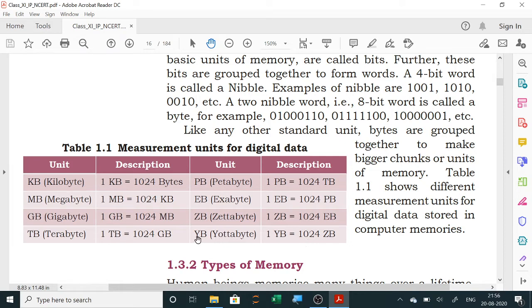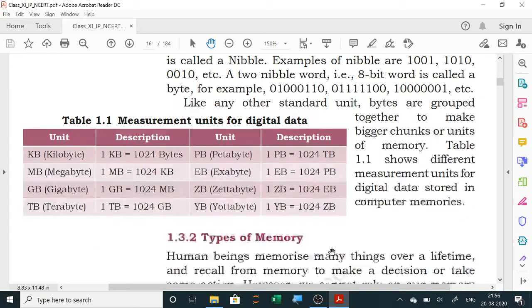Now, the maximum we have used till now is the yottabyte. So if it is asked, 1 yottabyte equals how many bytes? Now you all know 1 kilobyte equals 1024 bytes. So you have to multiply all these to get to bytes. So it is here 4 and here 4. So 1 yottabyte equals 1024 to the power 8 bytes.